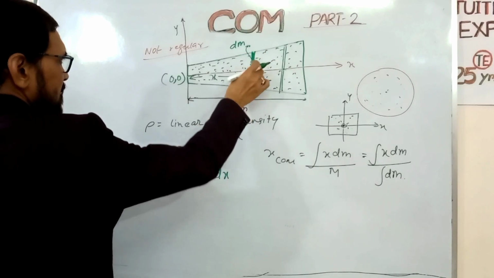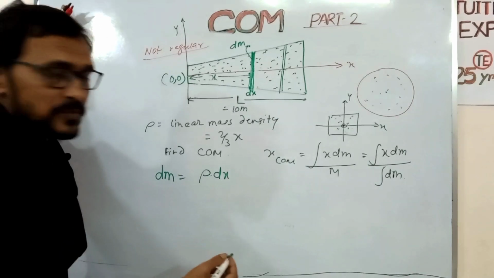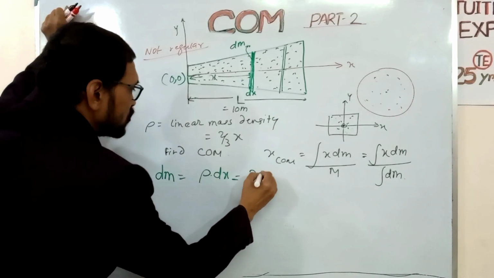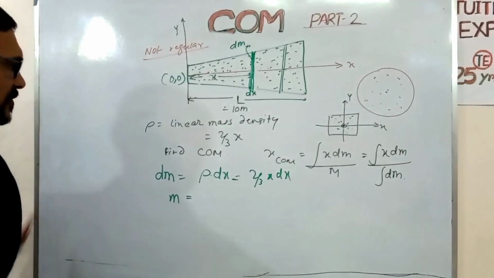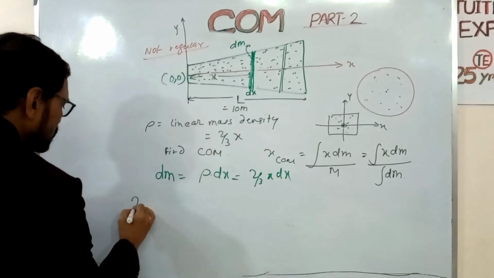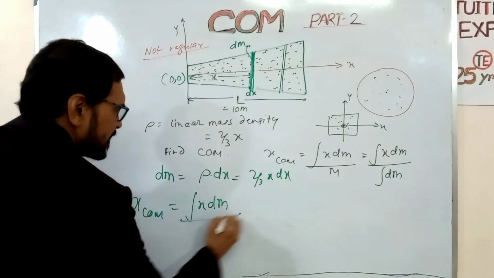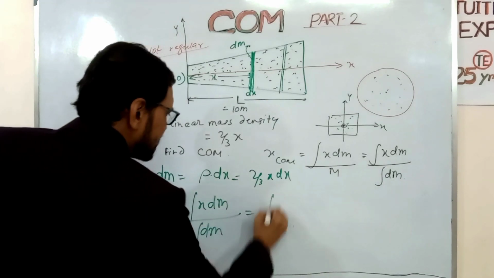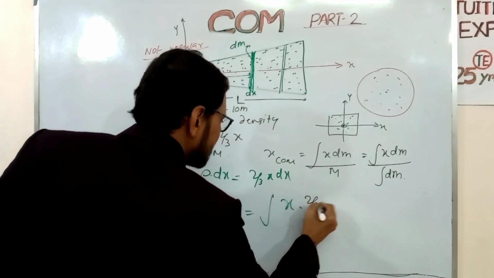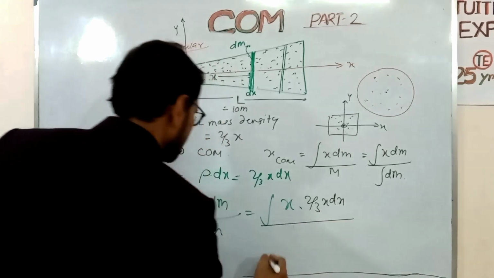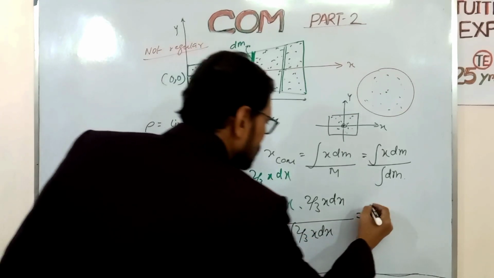We take the length of this element as dx, so the mass of the element will be rho dx. Now what is rho? Rho equals 2/3 x dx. So m equals... now x_cm equals x dm by dm, which is x dm. What is dm? 2/3 x dx divided by 2/3 x dx, which is equal to 2/3.